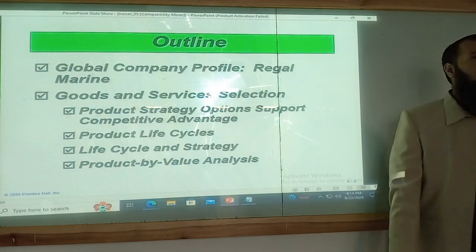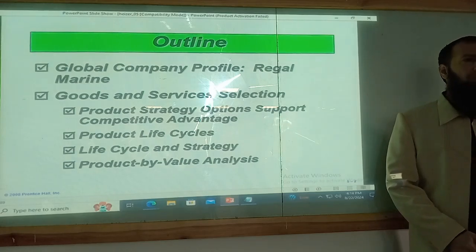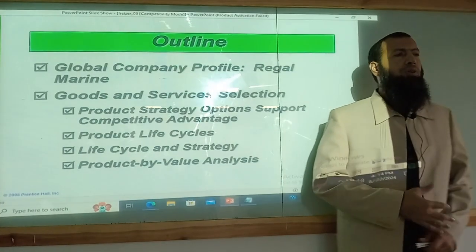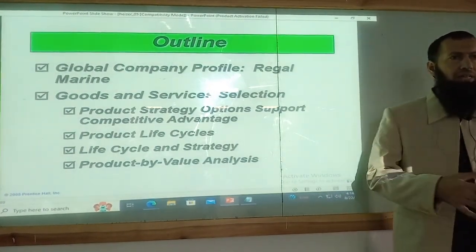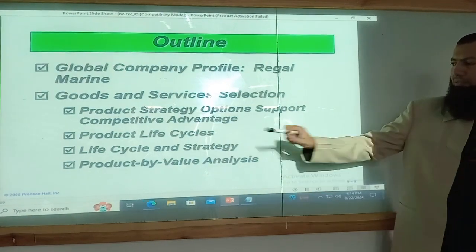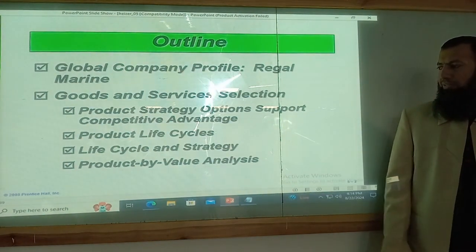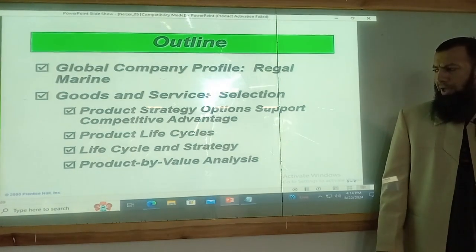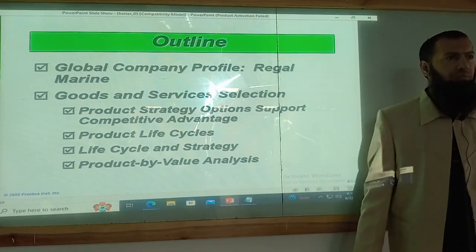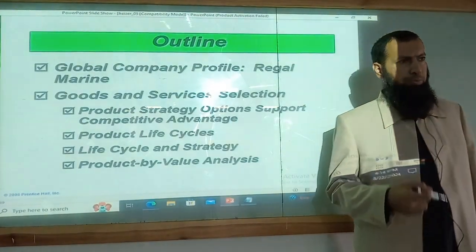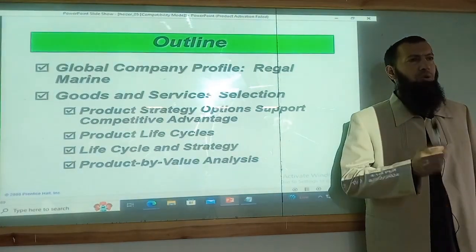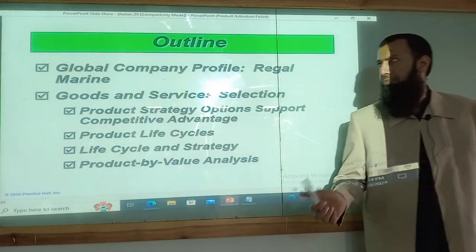Product life cycles. Product life cycle is very, very important because in different stages of the product life cycle, we go differently. Our designing is different. Life cycle in a strategy, and in different life cycle stages there is a different strategy. Product by value analysis, very, very important. By value, you analyze which product you have to carry on or which product you have to drop, and plus you improve the existing product by looking at its value.